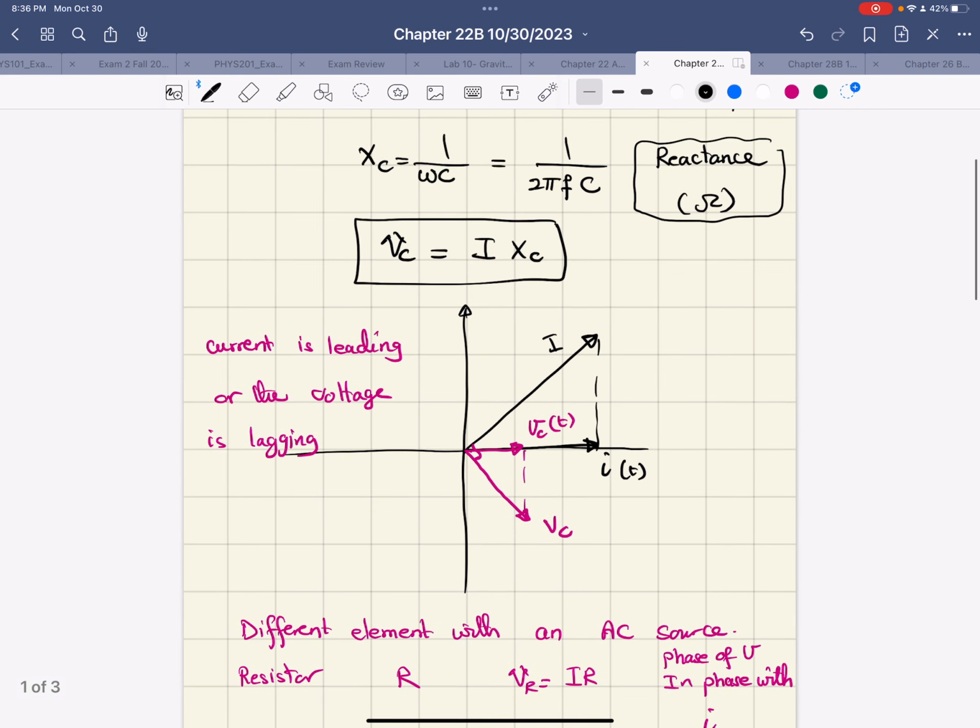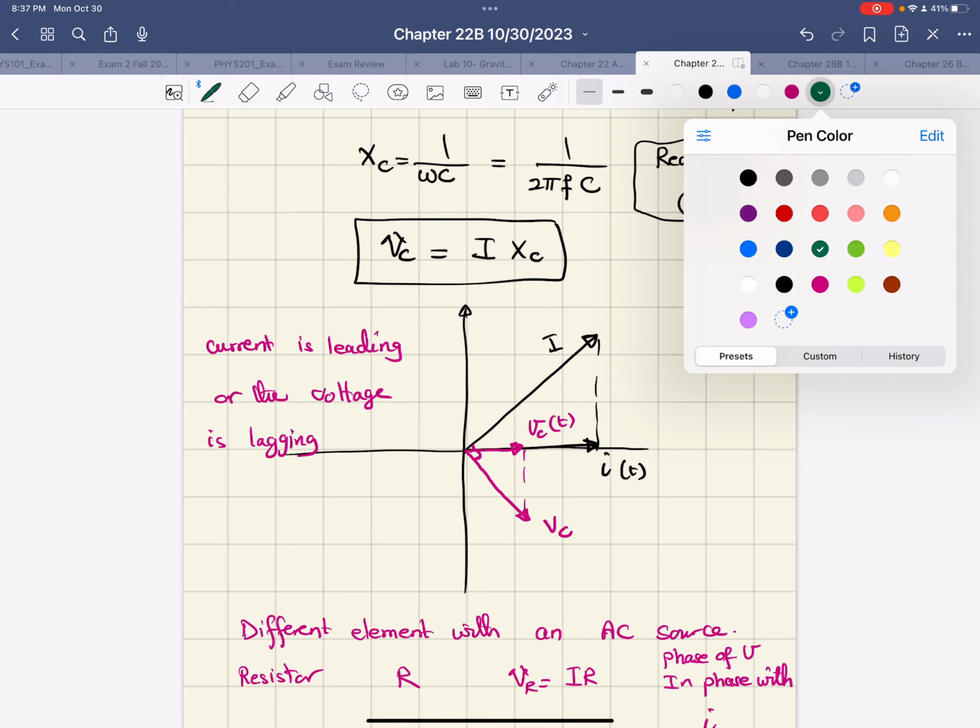We can actually graph it, and you know here that the current is leading. The current is going to start first in the circuit, and then after that, the voltage is going to build on the capacitor, and therefore we can say that the current is leading or the voltage is lagging. Now, just here, I want to show you also that the current is leading by 90 degrees. And let me draw with a green.